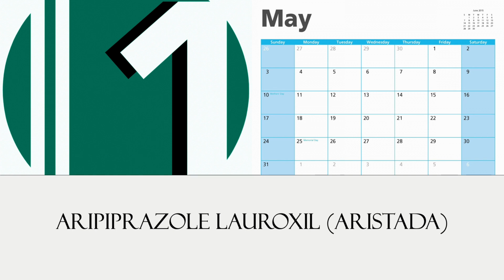Aripiprazole lauroxil is Aristada, which is a once a month IM injection at 441, 662, or 882 milligrams. The only common side effect listed here is akathisia, and it says the same thing as everyone else: lipids, glucose, and family history of cardiovascular disease.